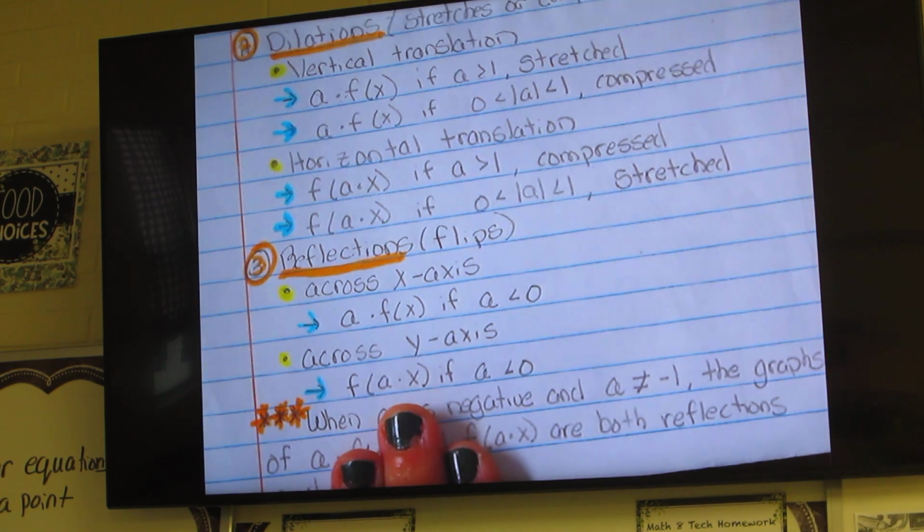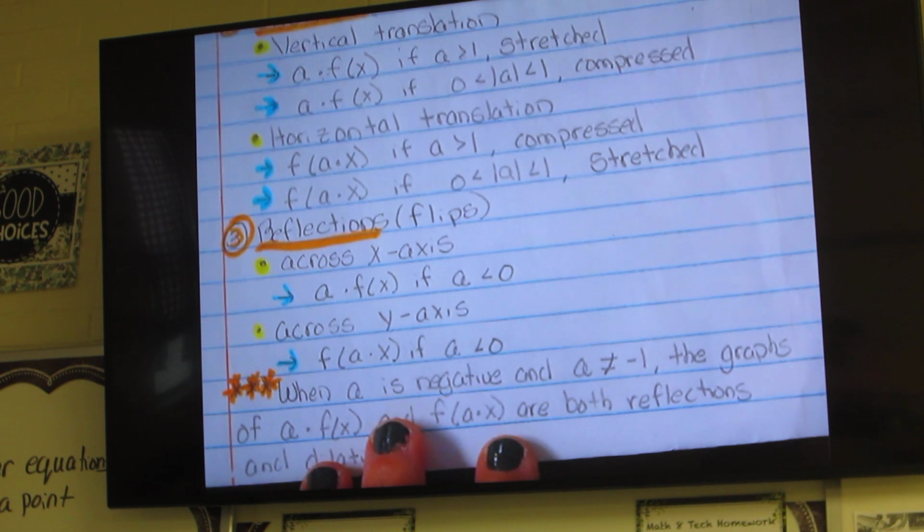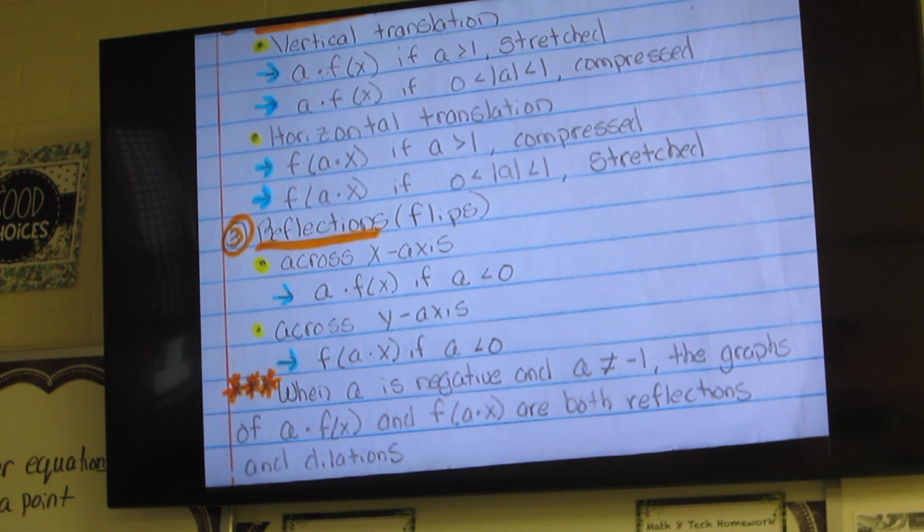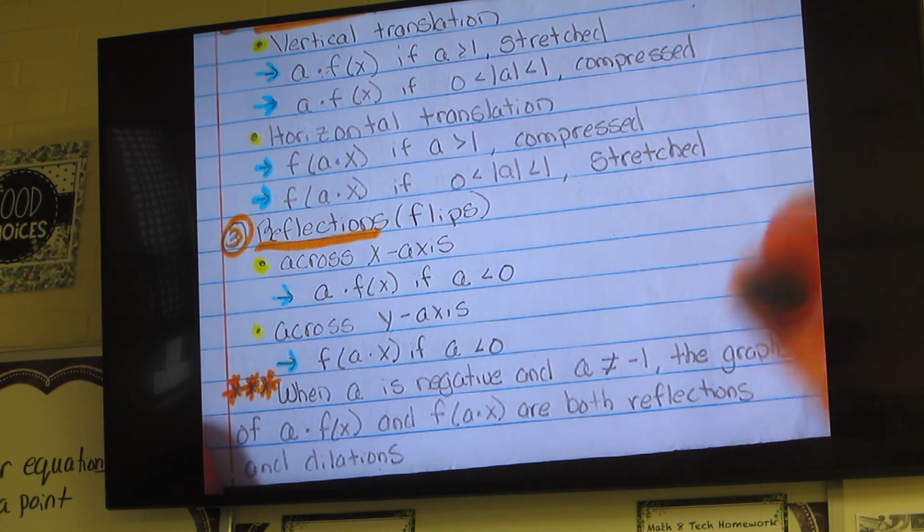Okay, so feel free to pause and look at these notes, copy these notes if you do not have them, to help you, because to do these problems, we're going to totally rely on these rules. So let's look at a few of them.